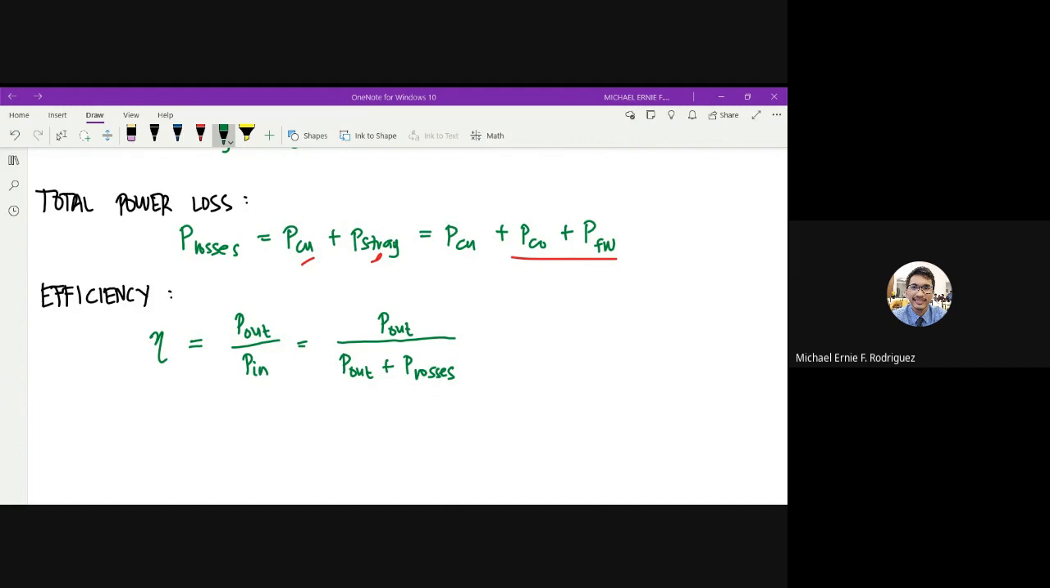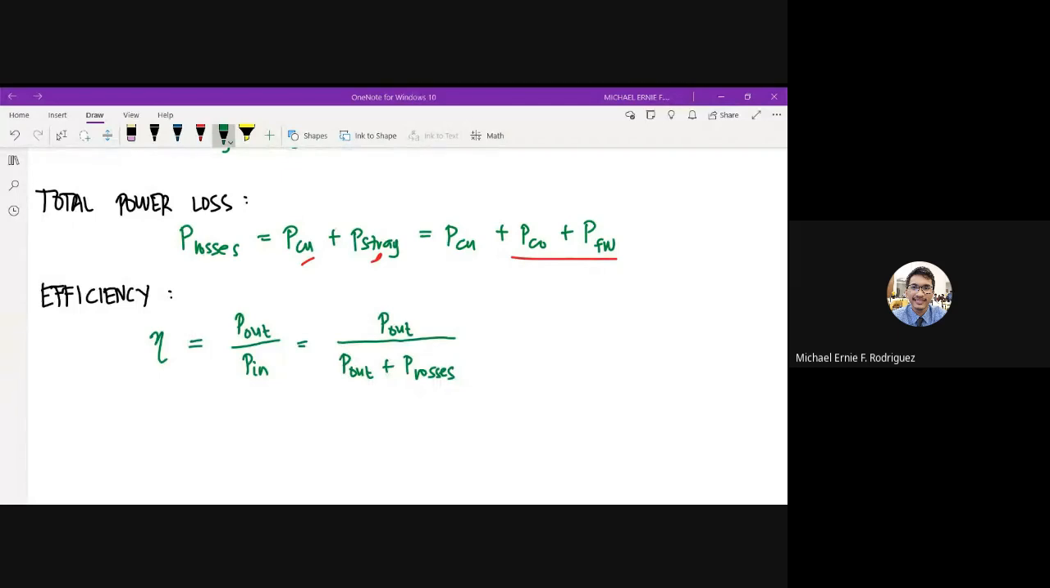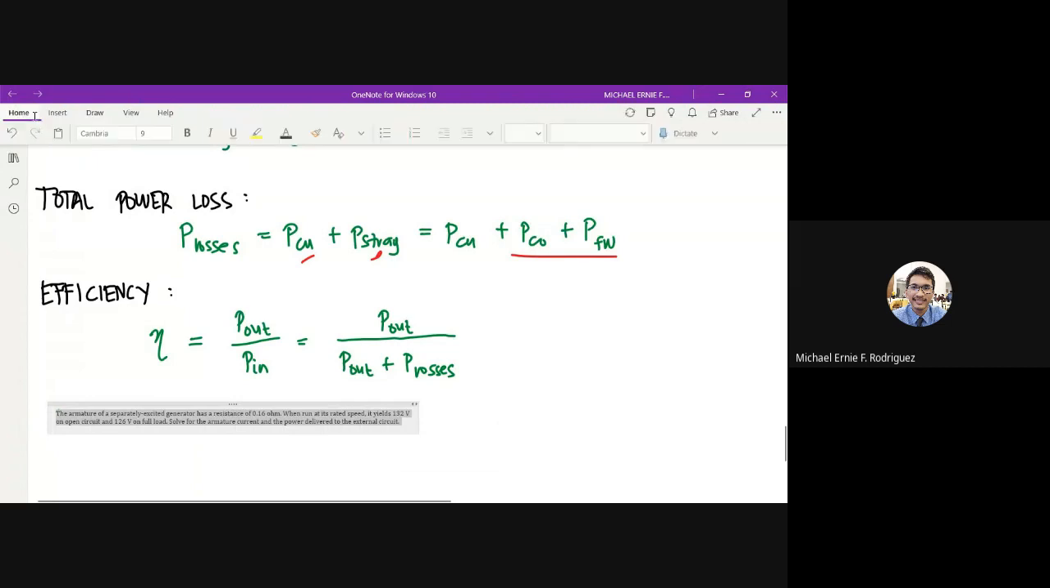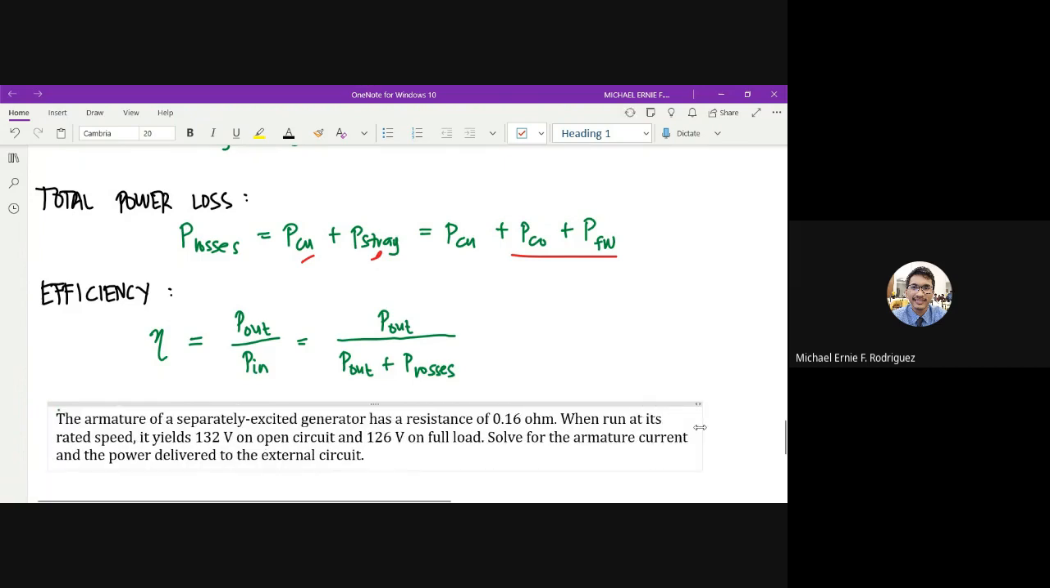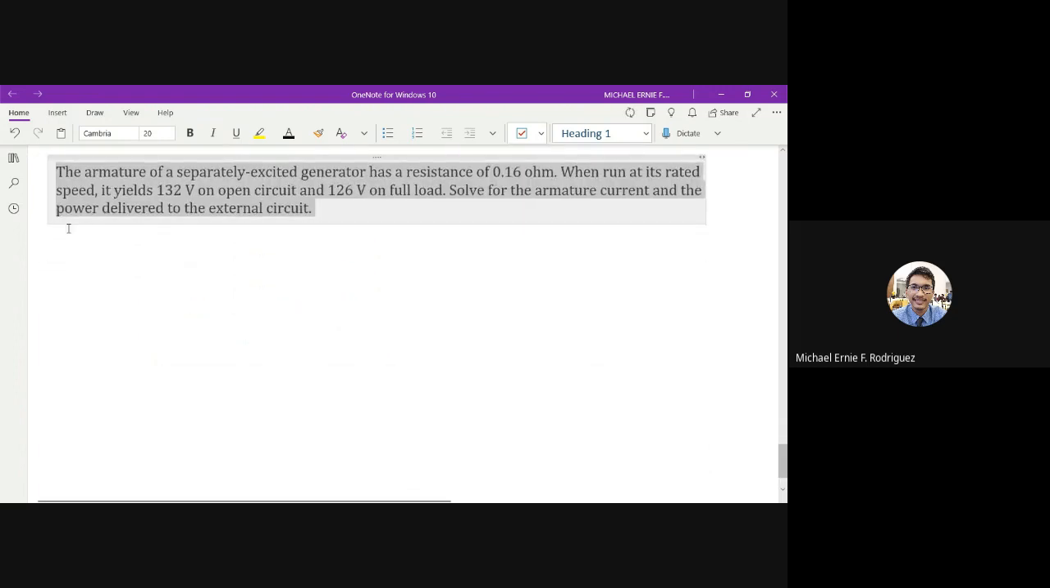Okay, so let us solve a problem. Unahin natin ito. We have a problem here about a separately excited generator. Ito yung ating problem. Lakihan ko lang to. Yan. So, our first problem.